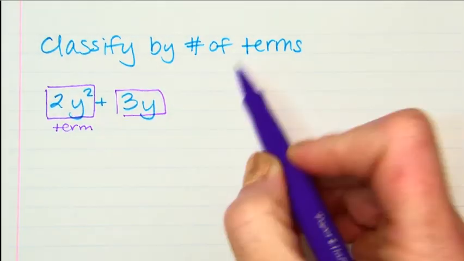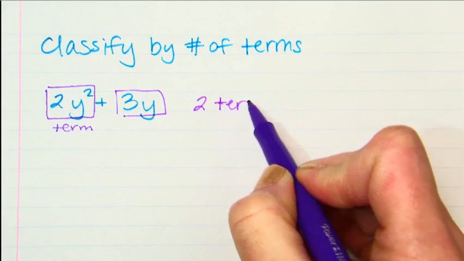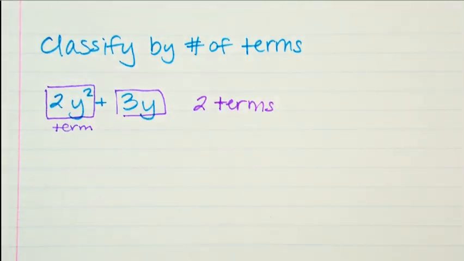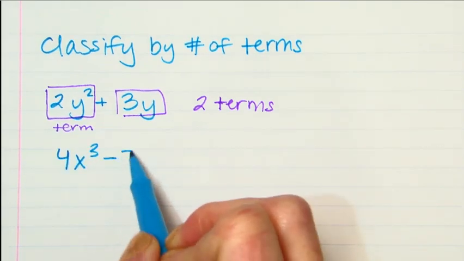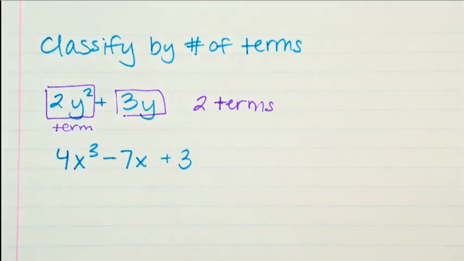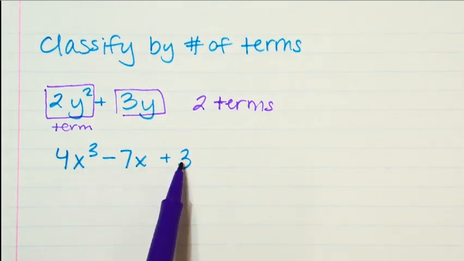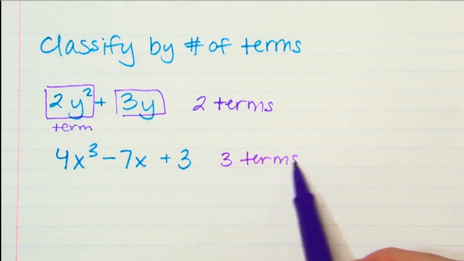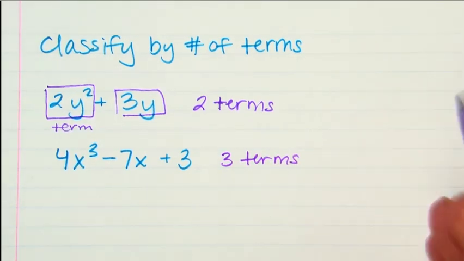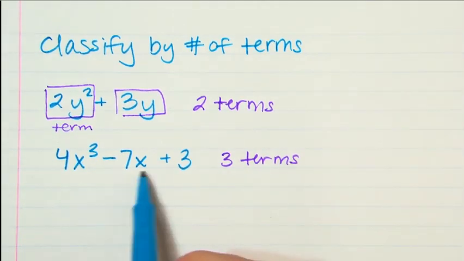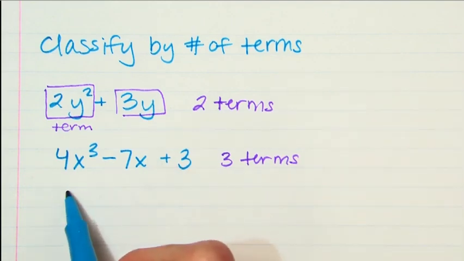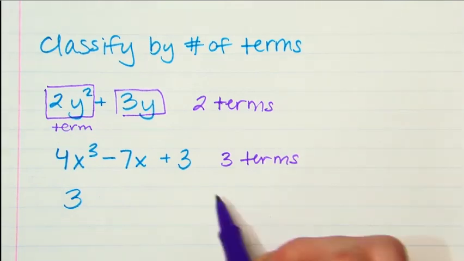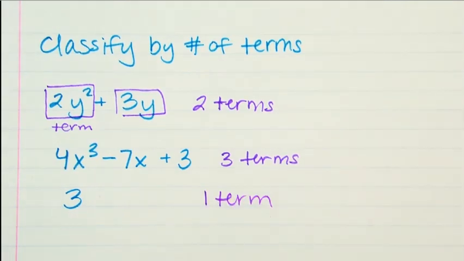So to classify by number of terms, just say 2 terms. Okay, if we have 4x to the third minus 7x plus 3, we've got 1, 2, 3 terms. Sometimes you'll hear it said second term or third term, same difference. Remember, even if it's a constant, it's counted as a term, okay? And if you had something as simple as just 3, that would be 1 term. And that's it.